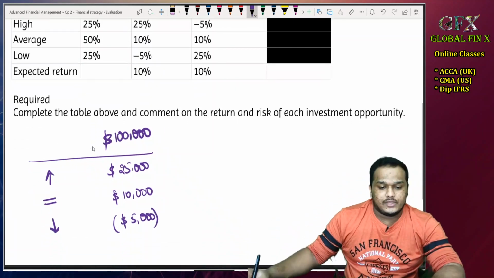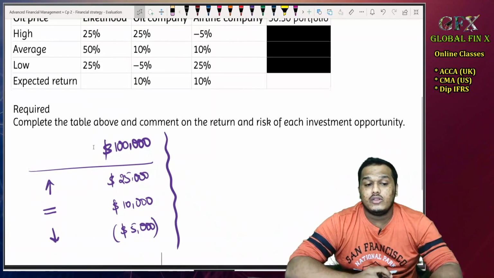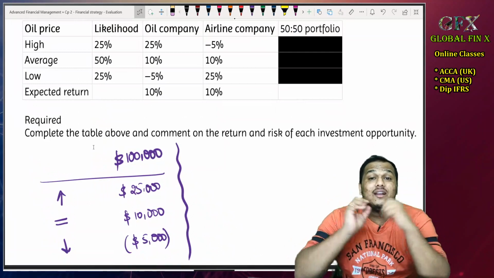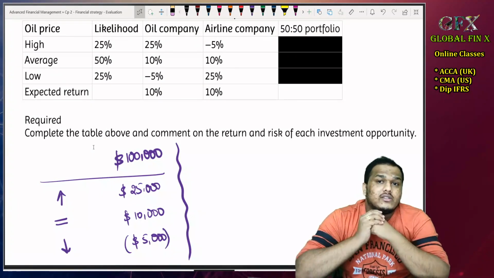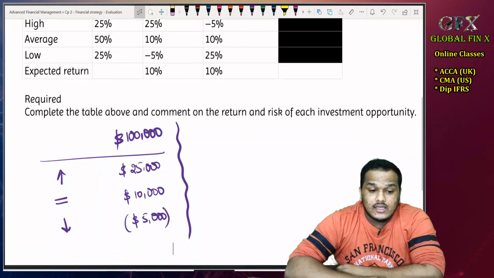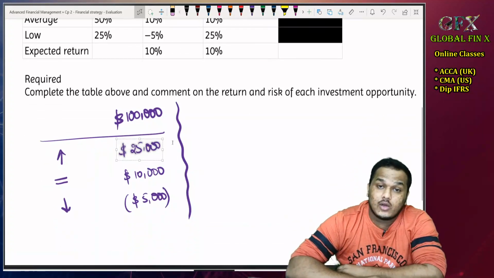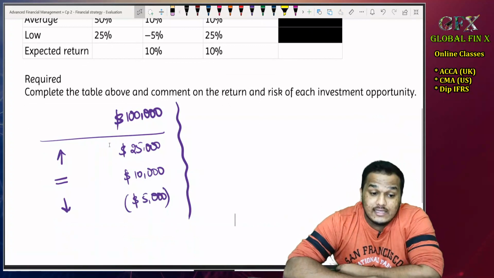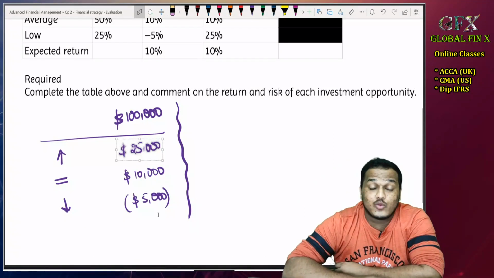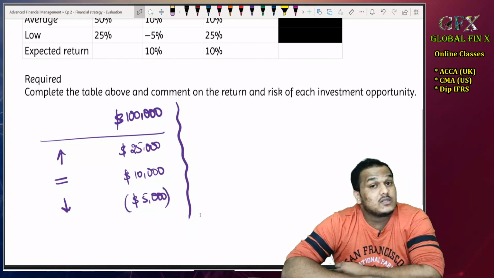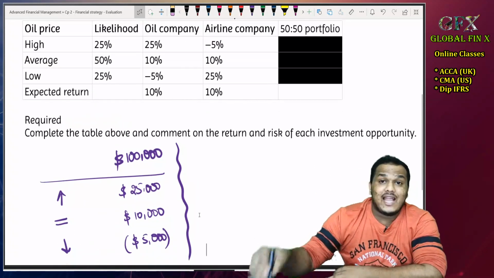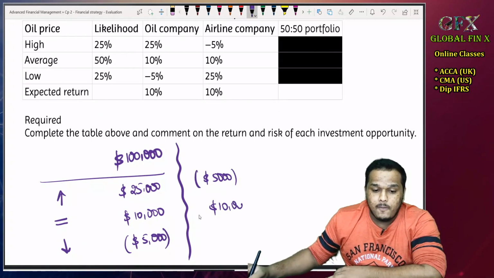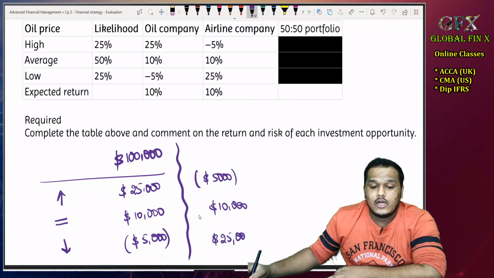Okay, sir. Understood, sir. So here if you think carefully, you are exposing yourself to a risk of variable returns. What is the risk of variable return here? Your profit can be 25,000, or actually a loss of 5,000. There are chances that you can get a profit as high as 25,000, or a loss of 5,000 is also possible if the oil prices are dropping down. The same thing happens with an airline company. If the oil prices are increasing, they get a loss of 5,000 or a profit of 10,000, or a profit of 25,000 if oil prices are dropping.